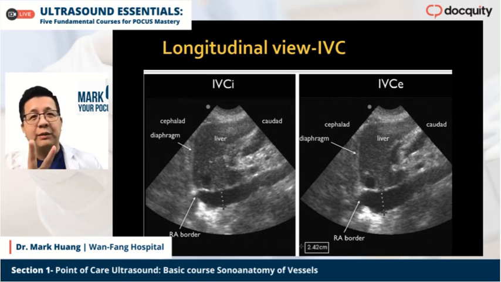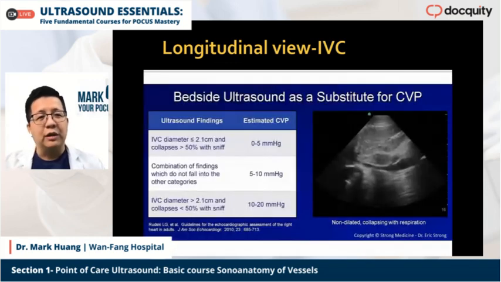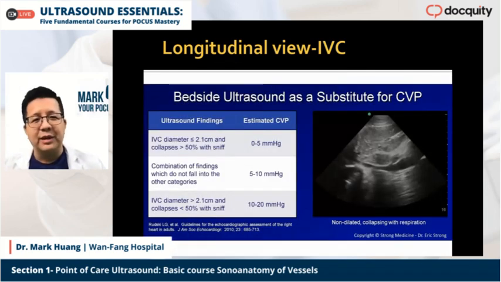2 centimeter to 3 centimeter is the best place to measure the diameter. You can put your probe here, observe this place, and measure the IVC diameter. On inspiration, it will collapse, and on expiration, it will distend. You will measure the collapsibility.